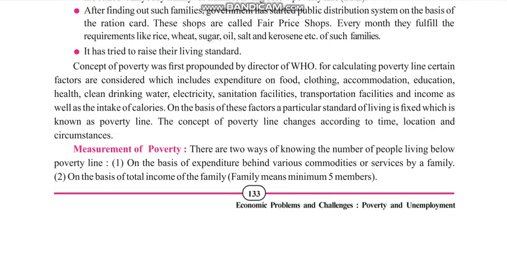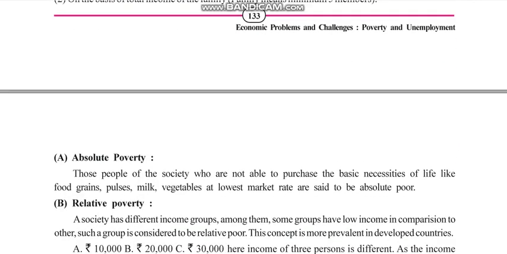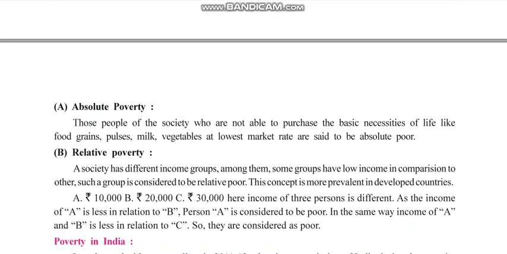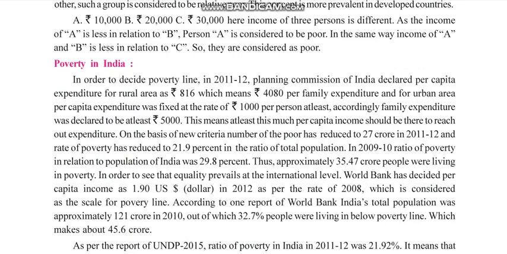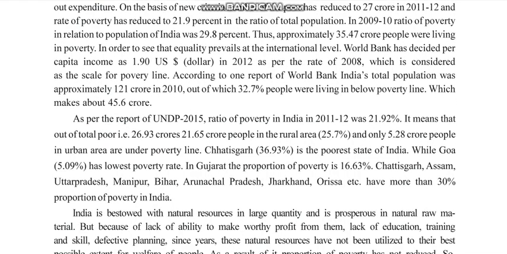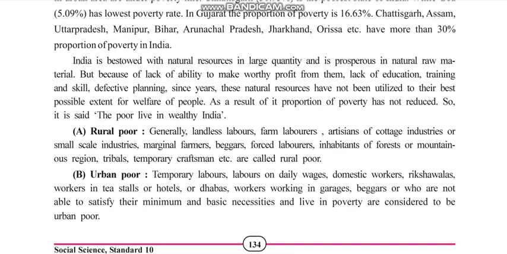Then we had seen how to measure poverty. Basically, poverty was measured on two things: the expenditure and the income of a family, and the types of the poverty, that is absolute poverty and relative poverty. We also saw certain data related to poverty in India. We also compared it with various decades of the data. And the last topic that we saw in the second lecture was rural poor and urban poor, which individuals come under rural poor and which individuals come under urban poor, that we saw.